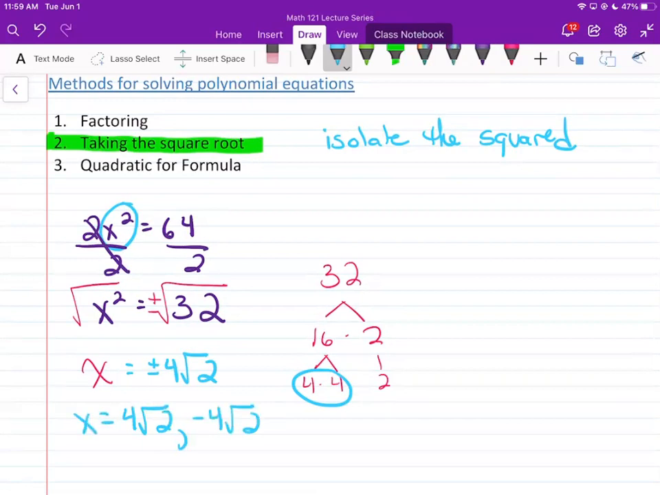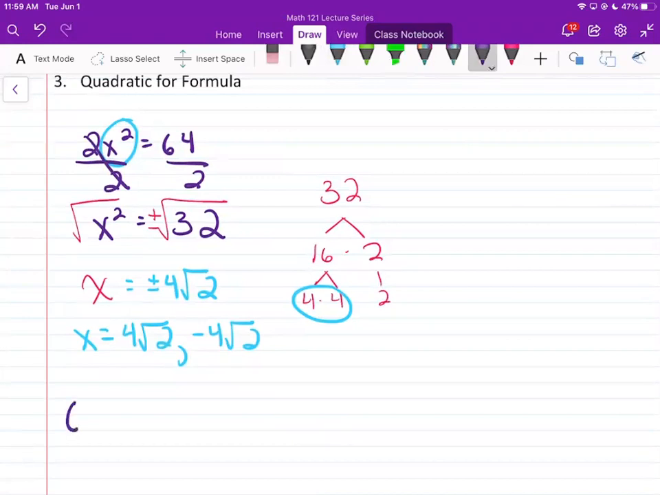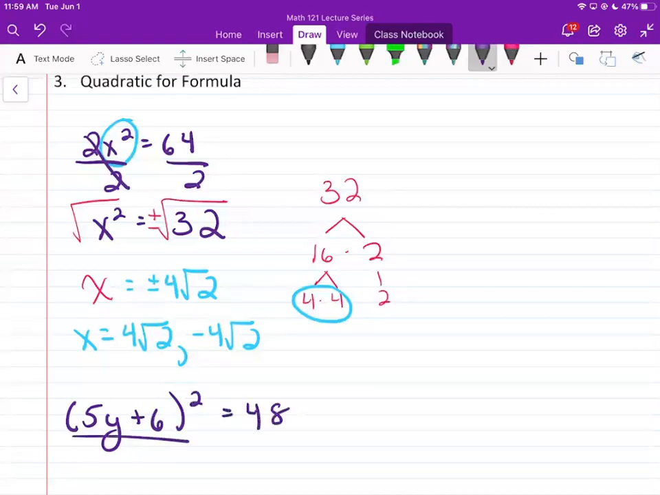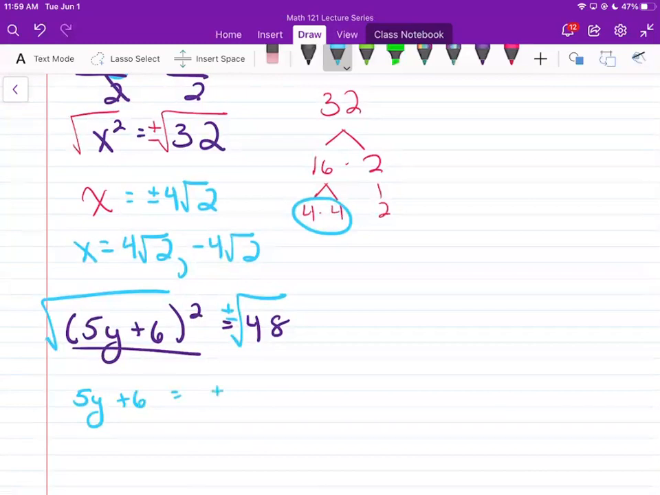If there is an entire expression that is squared, you do the same thing and isolate that expression. For example, if I have 5y plus 6 squared equals 48, this entire piece is the squared term. So from here, I can take the square root of both sides, again, that plus or minus, which leaves me with 5y plus 6 equals plus or minus.